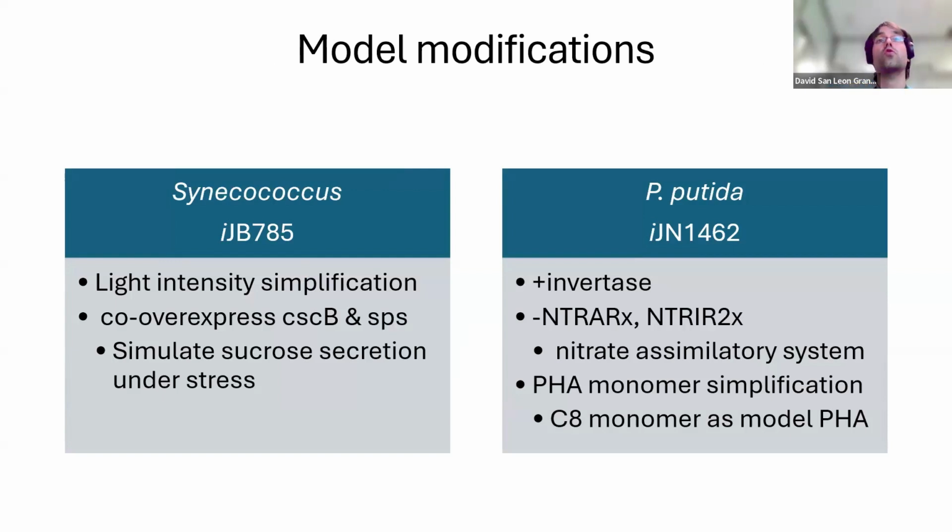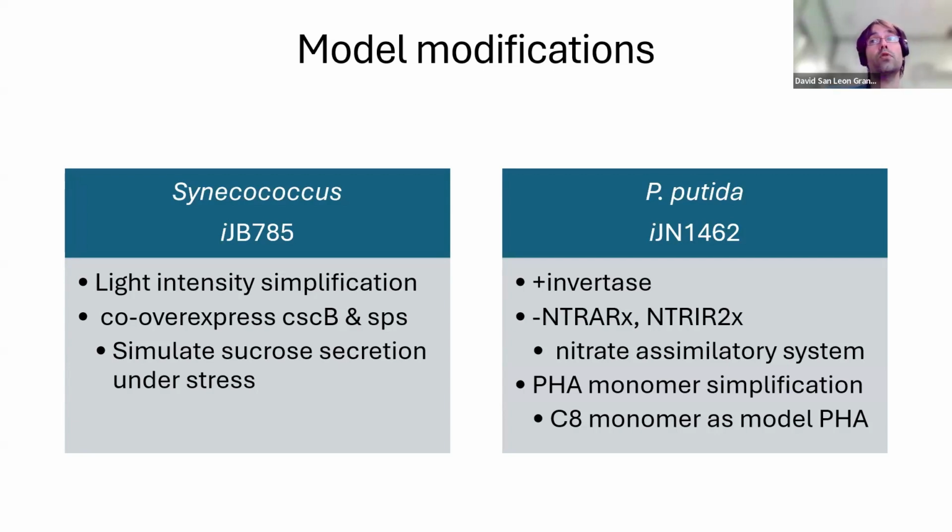What did we have to do in advance? We have Synechococcus, and for simplification, the model can use different light intensities to model the growth. In that case, we simplify with only one to reduce the running time. And we overexpress two genes involved in sucrose secretion under stress, to try to mimic reality. The second model, Pseudomonas putida, is the species that eats the sucrose.